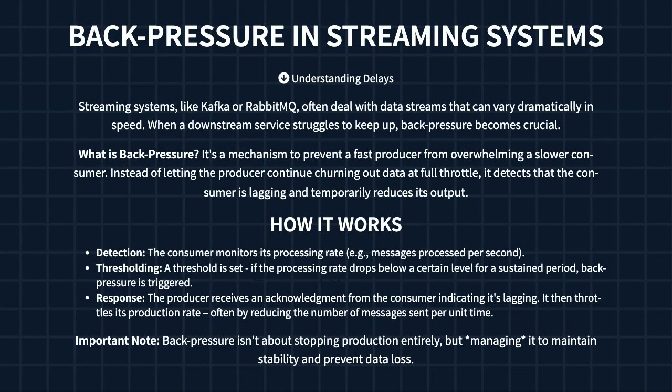Let's talk about back pressure in streaming systems. Think of a really busy factory floor. If one machine starts producing way faster than the others can handle, you quickly get a bottleneck. That's essentially what happens when a producer is sending data to a consumer at a much faster rate than the consumer can process it. Back pressure is like putting a gentle brake on the fast producer, telling it to slow down and let the slower side catch up. It's all about preventing overwhelming the downstream services and ensuring no messages get dropped.